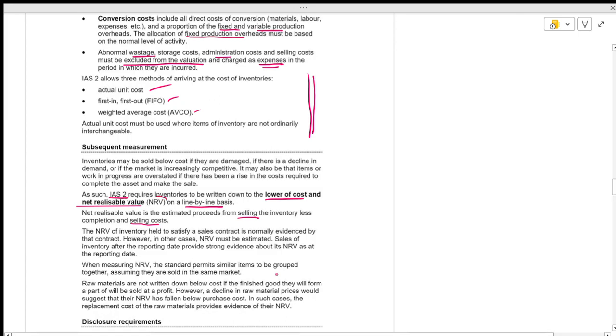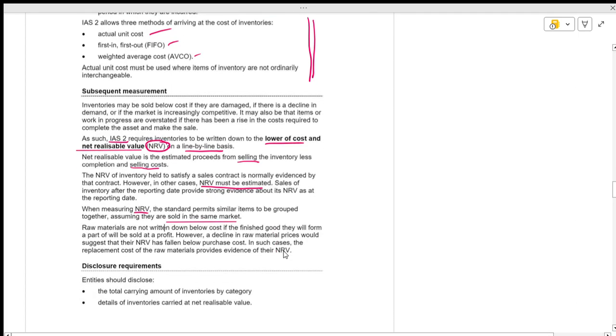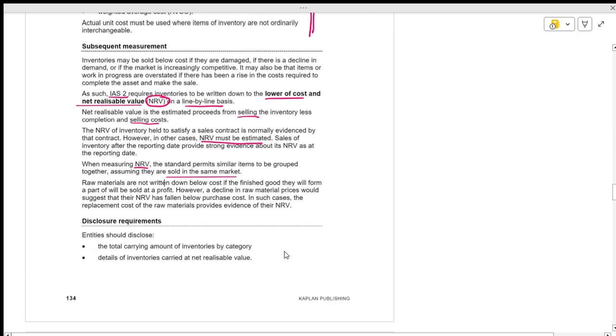We use the word NRV. The NRV of the inventory satisfies a sales contract evidenced by that contract. However, in other cases, NRV must be estimated. When measuring NRV, the standard permits similar items to be grouped together, assuming they are going to be sold in the same market. Raw materials are not written down below the cost if the finished goods they form part of are sold at a profit.